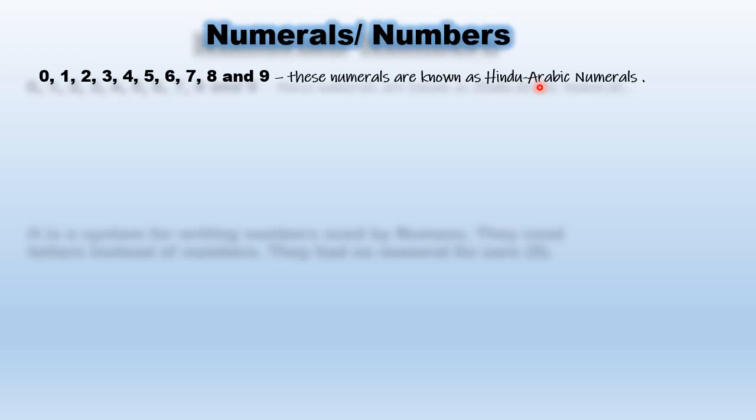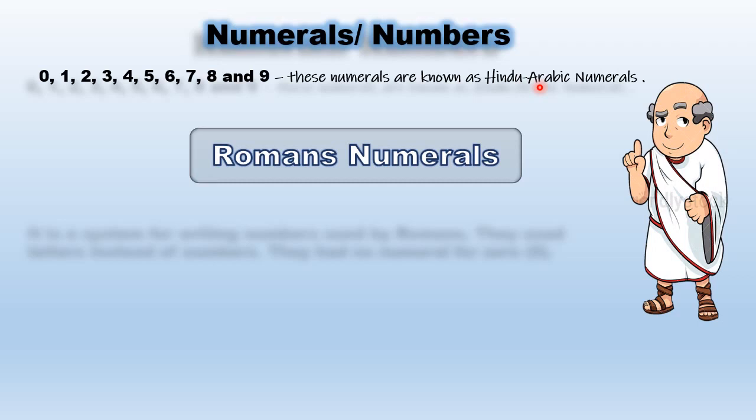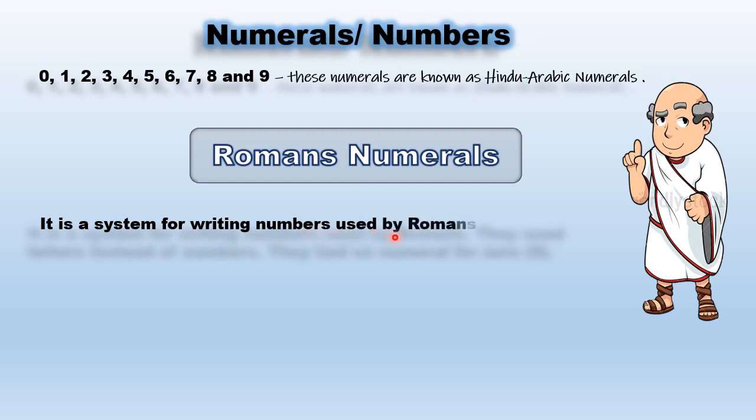In the same way, children, Romans used different number system for writing numbers. And that number system is known as Roman numerals. They use English letters to frame or to form numbers. So, repeat with me. Roman numeral is a system for writing numbers used by Romans. They used letters instead of numbers.